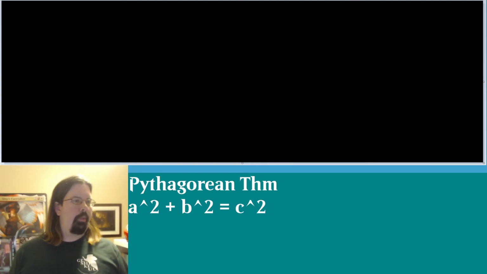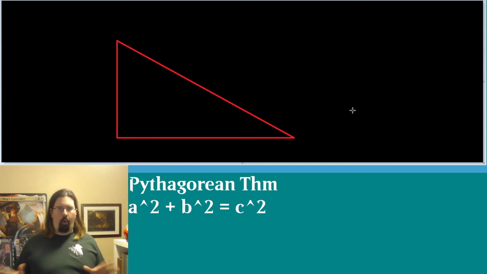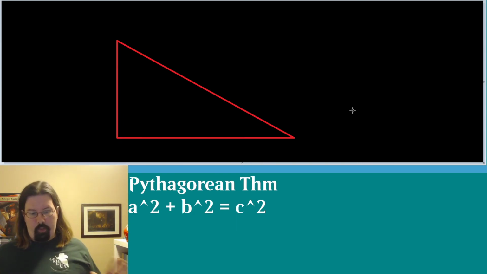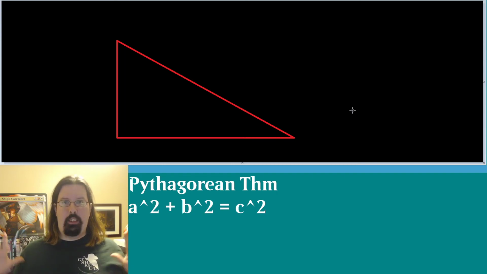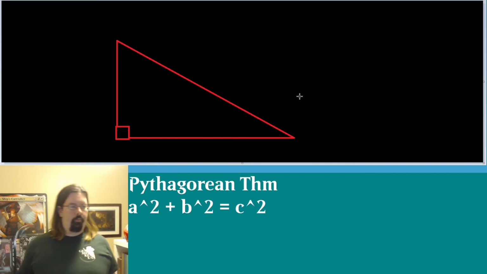Pythagorean theorem. Let's make a triangle. So, cool thing about Pythagorean theorem is, it's something you only ever have to worry about when you have right triangles. All right? A right triangle is a triangle with a 90-degree angle. That was easy, right?